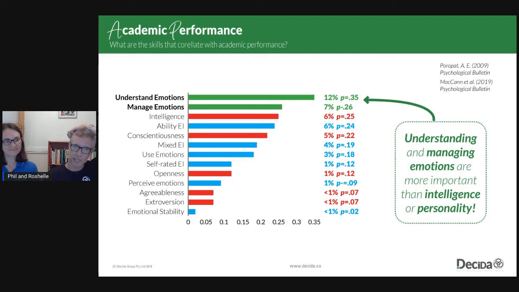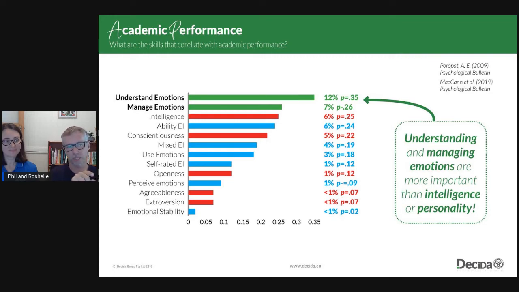This is a really fascinating study by a friend of mine, Arthur Poropat, who I actually studied under when I was doing my Master's of Psychology at Griffith University. They took 1,000 students to look at what the impact of personality was on academic scores. What they found, almost by accident, was that understanding and managing emotions had a much bigger correlative predictive power on academic performance than even IQ. So how smart you were was not as important as how high your EQ was.